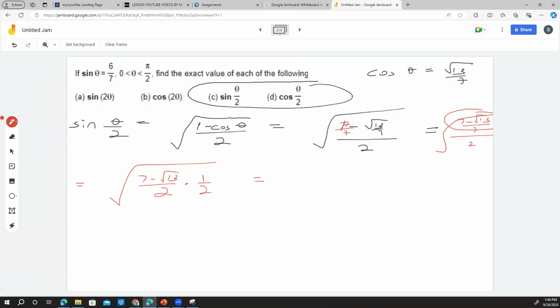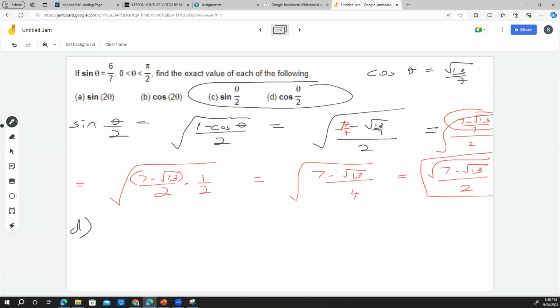Radical, and then when I multiply this top by 1, it's still 7 minus radical 13 over 7 times 2, which is 14. And then the numerator can be written as 7 minus radical 13, and the square root of 14 stays as is. I can just leave my answer like this. If my MyMathLab wants the decimal corresponding to this number, you can use a calculator and change it to a decimal.